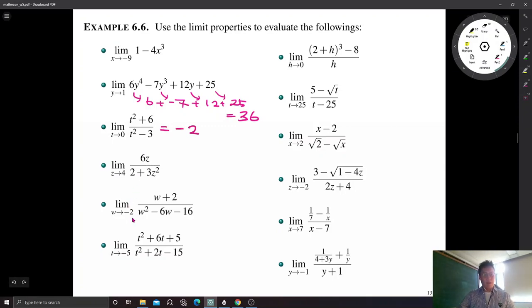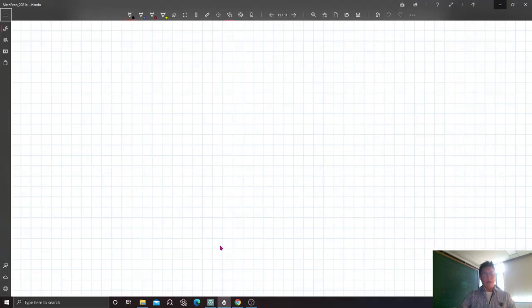All right, and then let me do this one. Okay. So now the limit of a function of h as h goes to 0. Now we have an h on the bottom, and (2 plus h) cubed minus 8. So, yeah, let me do this. So (2 plus h) cubed.